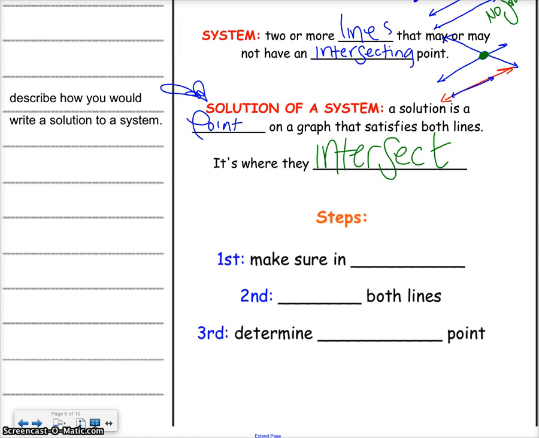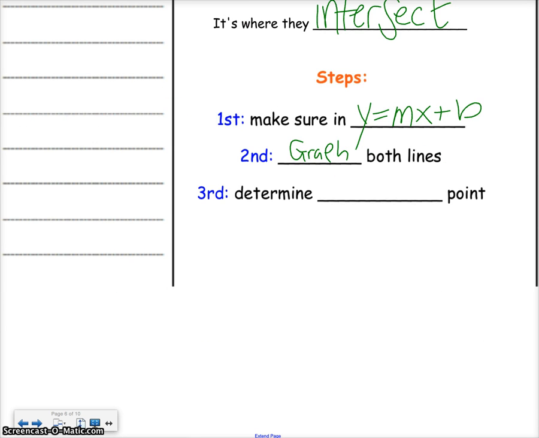Okay, so here's the steps. Today we're not going to have to apply this too much. We get a nice beginning introduction lesson to it. But you want to make sure they're both in slope-intercept form. So let me just write y equals mx plus b, because you want to be able to graph. Write it down. Make sure they're both in y equals mx plus b form. Slope-intercept. And then guess what you do? You graph them. You make sure that y is alone. You graph it. And then if we're identifying a solution, you figure out where they intersect.